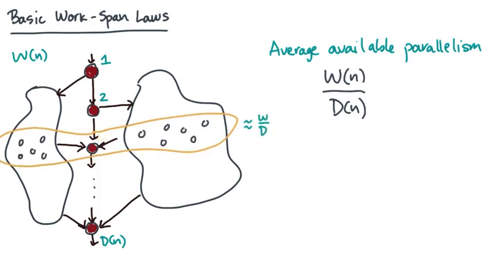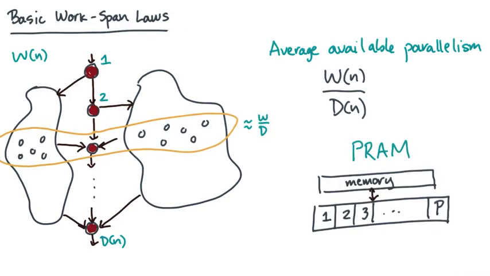So what does that imply? Suppose I give you a PRAM with P processors. How many processors should you use? It looks like it would be nice to have about W over D processors. And if that's the case, you can basically keep the processors busy on average.